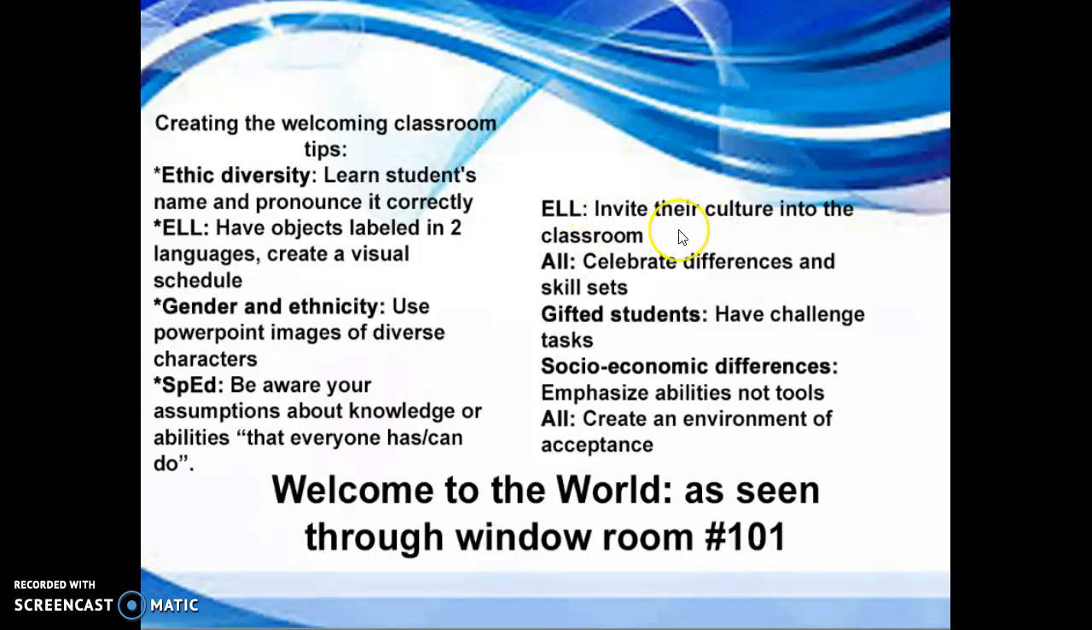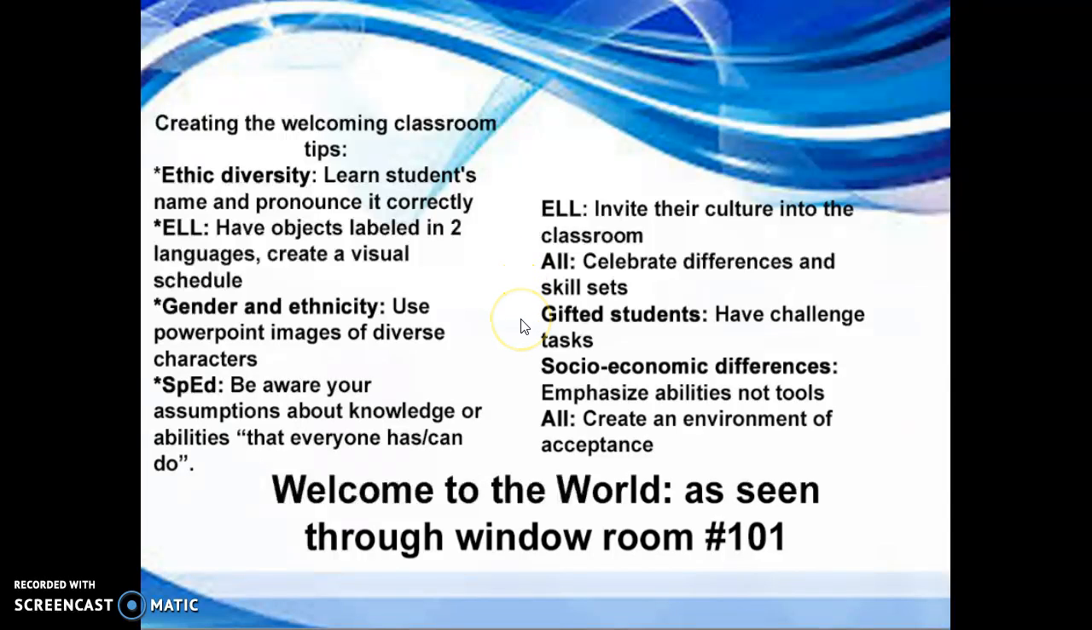And when we're speaking to our students, we're going to want to be very careful about our assumptions about knowledge or their abilities. Avoid things like, well, everyone can or everyone has, because everyone doesn't. So when we have second language learners, invite their cultures into the classroom. That whole experience of sharing and learning creates a lot of shared memories and unity within a group.